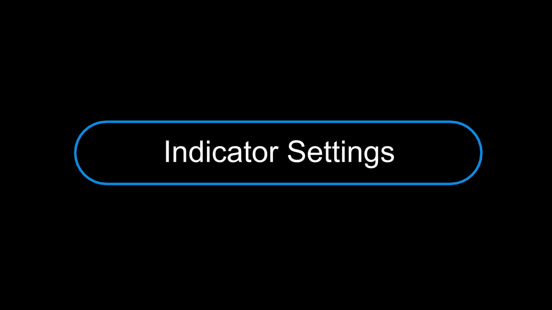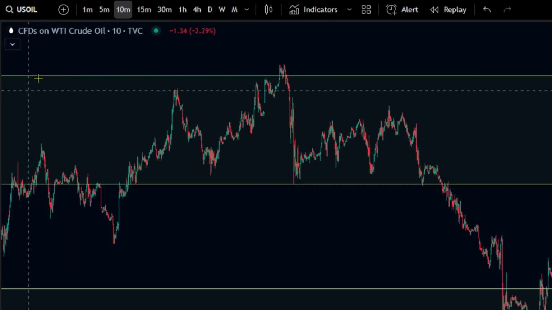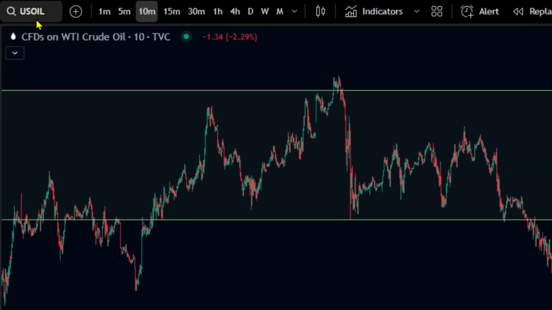Indicator settings. First, let's set up the chart. The currency pair is WTI crude oil. The time frame is 10-minute chart.